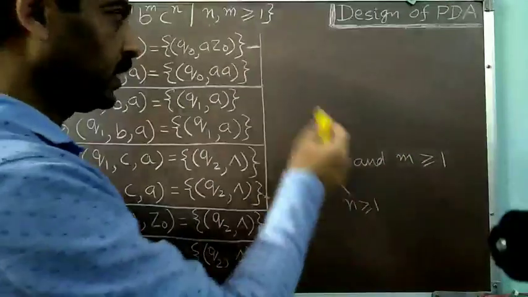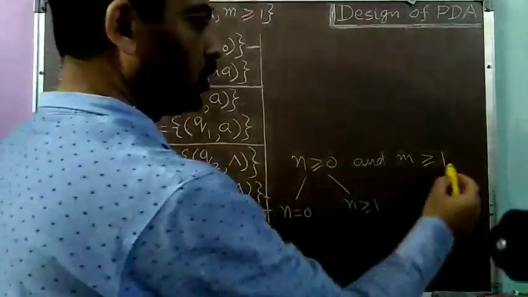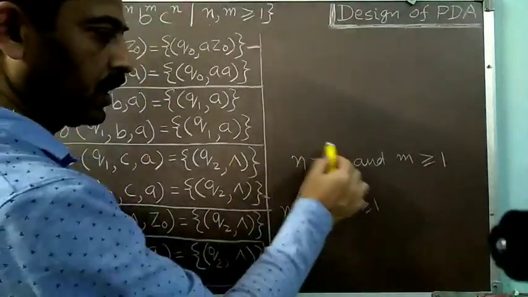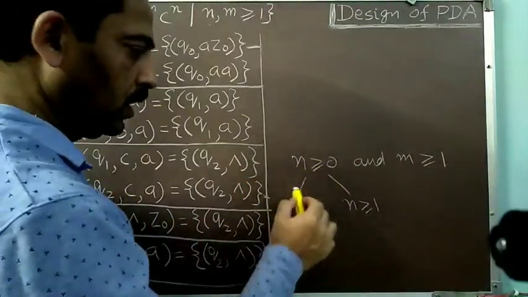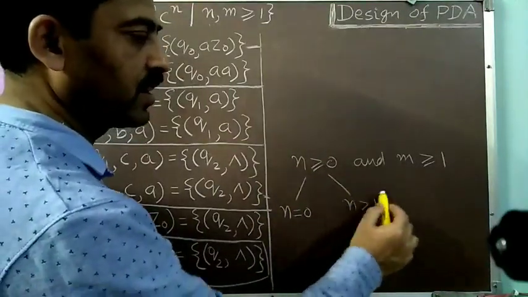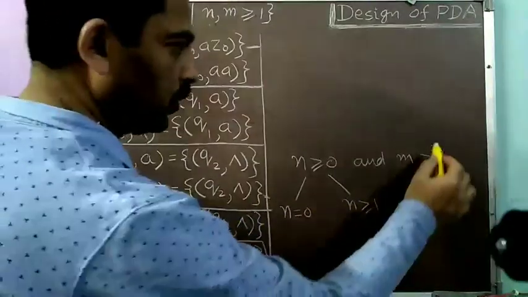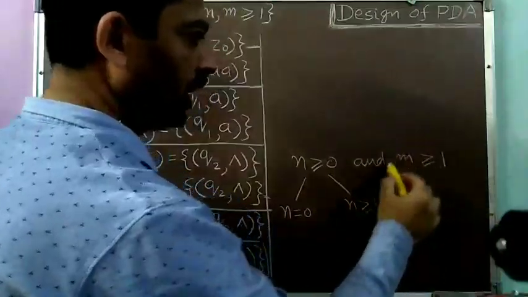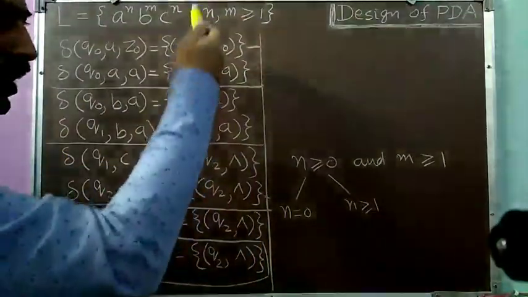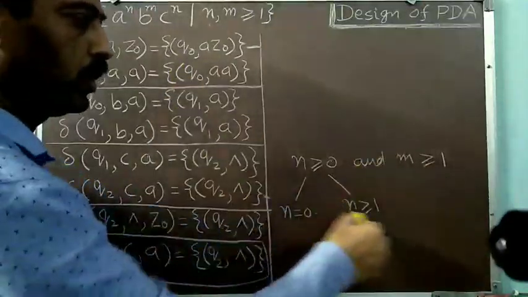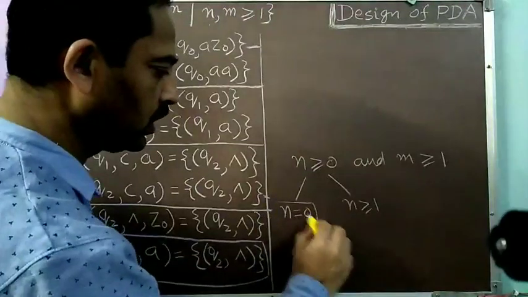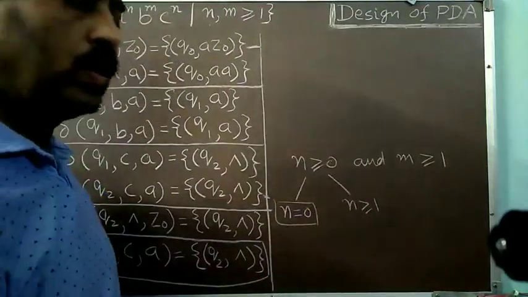Now we come to its second variation, where n is greater than or equal to 0 and m is greater than or equal to 1. Again, like the previous case, we will convert this n greater than or equal to 0 into two conditions: number one, when n is equal to 0, or when n is non-zero, that is, n is greater than or equal to 1. When n is greater than or equal to 1 and m is greater than or equal to 1, we have already written the solution for it, so we will consider all the transitions corresponding to these. And then additionally, we will add certain more transitions corresponding to the situation when n is equal to 0.